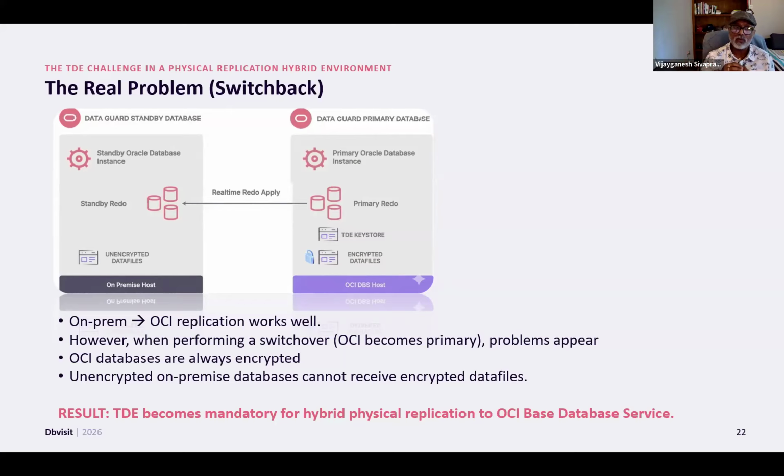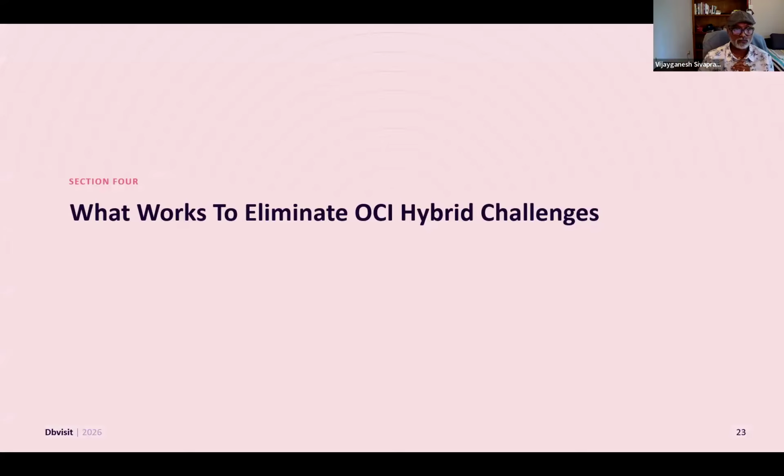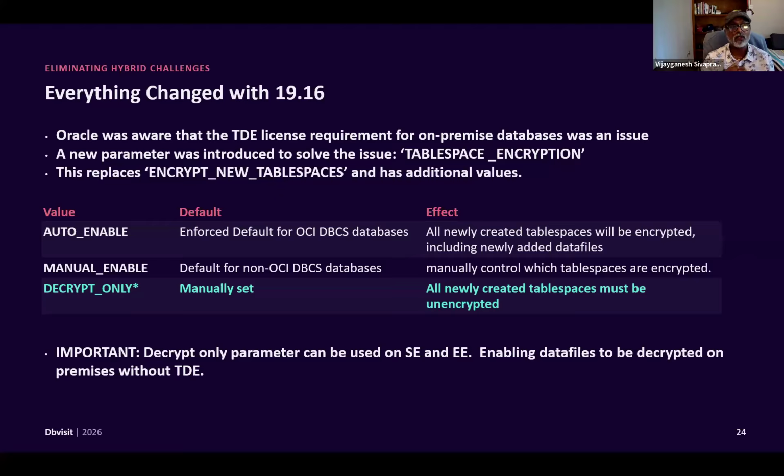So how do we eliminate this challenge? This is very important. We talked about parameters, right? A specific parameter helped us ensure that this challenge is addressed seamlessly. From 19.16 onwards, a parameter called tablespace encryption was introduced. This superseded the parameter encrypt new tablespace.